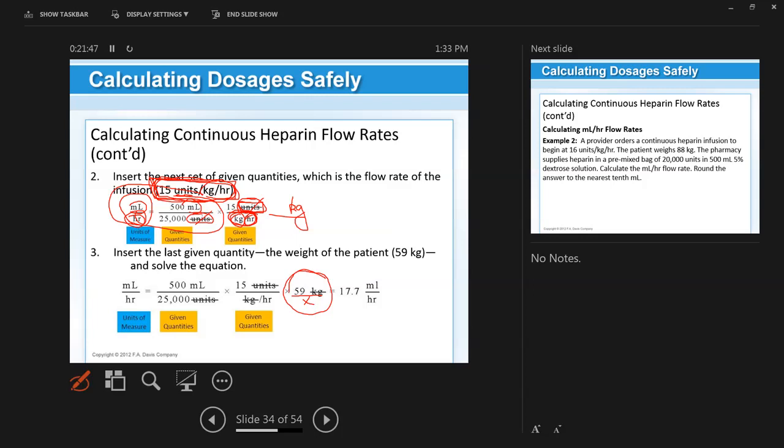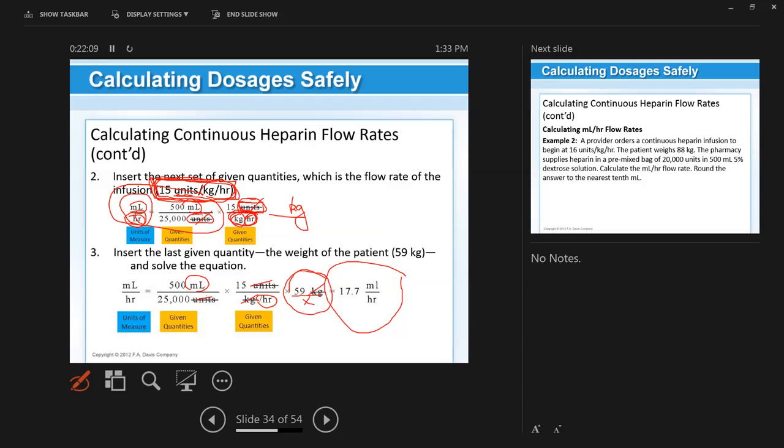So then what we're going to do is just enter this data into our calculator. We've reduced these labels. We're left with milliliters per hour, so that's looking good. Let's take 500 times 15 times 59 divided by 25,000. And we happen to get an exact answer of 17.7. We would label this as milliliters per hour.